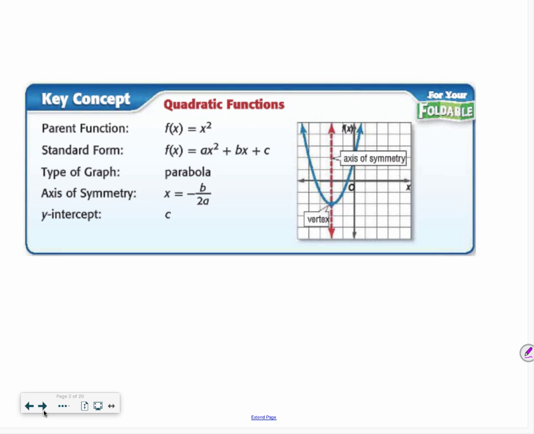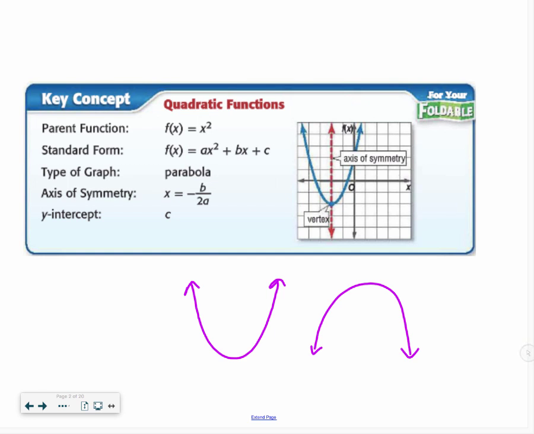The parent function of a quadratic function, meaning the most basic version of a quadratic, is the graph of x squared, okay? You guys probably remember seeing those U-shaped graphs. Those are called quadratics, or we call those parabolas. The type of graph is a parabola. It happens when you have that squared right there with your variable.